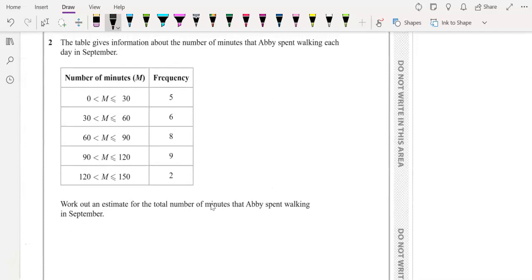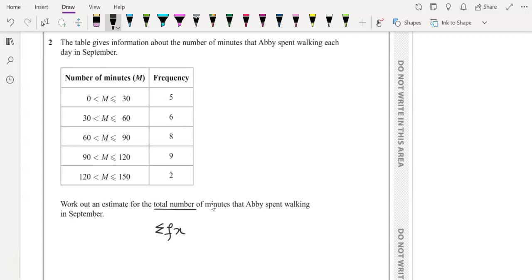Question 2. The table gives information about the number of minutes that AB spent while walking each day in September. The number of minutes and the frequency is given. Work out an estimate for the total number of minutes that AB spent walking. Here the question is to find the total number of minutes and not the mean number of minutes. So here we are not supposed to find mean, we need to find only sigma fx.